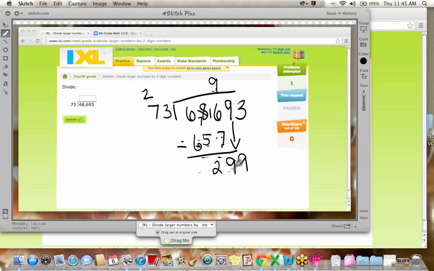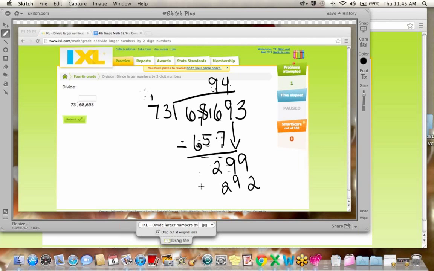Okay, 16 minus 7 is 9. 7 minus 5 is 2. 29 is finally smaller than 73. Bring down your next number. How many groups of 73 will fit into basically 300? Let's try 4.